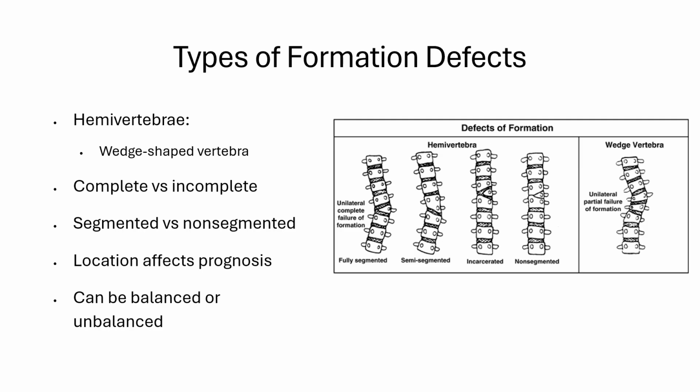The location along the spine affects prognosis significantly, with thoracic hemivertebrae typically causing more progression than lumbar ones. Understanding whether the defects are balanced by compensatory curves or create unbalanced deformities helps predict the need for intervention and the urgency of treatment.